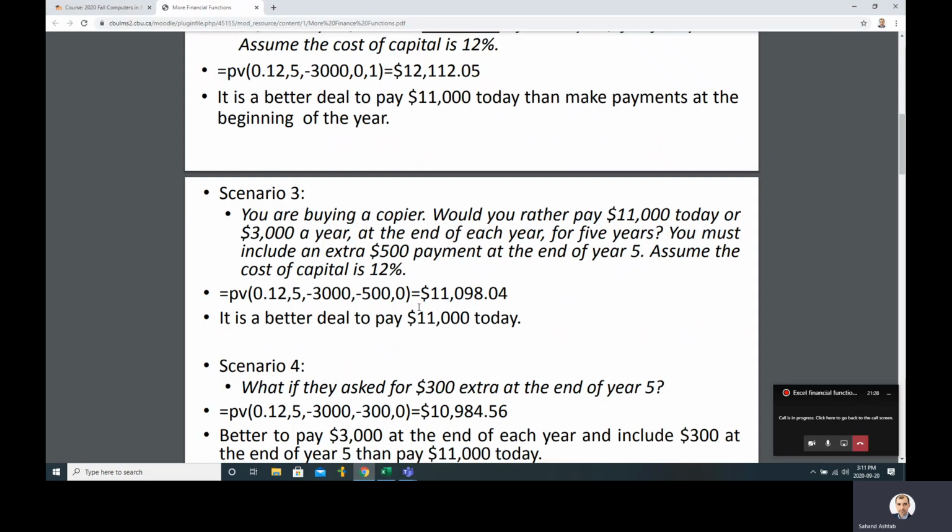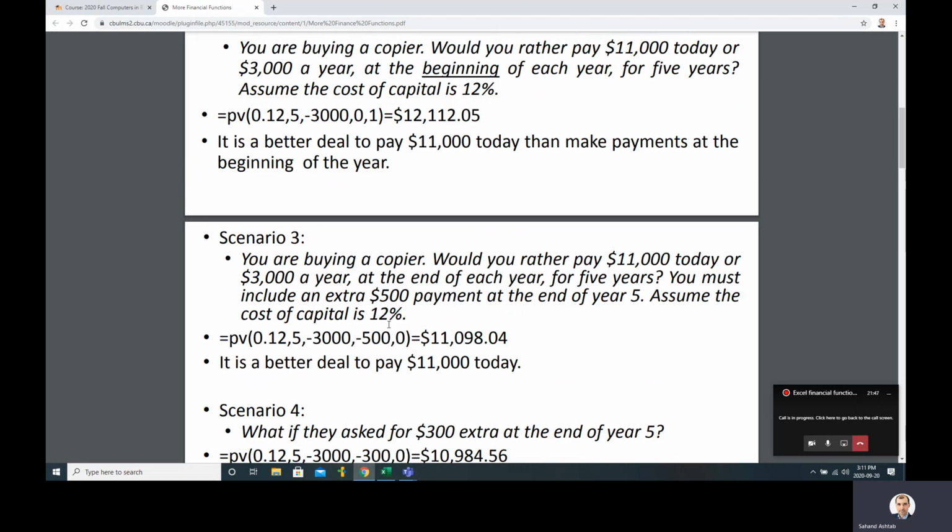So now the question becomes easy. Would you rather pay $11,000 today or $11,098 today to obtain the same copier? The answer would be it's a better deal to pay $11,000 today.